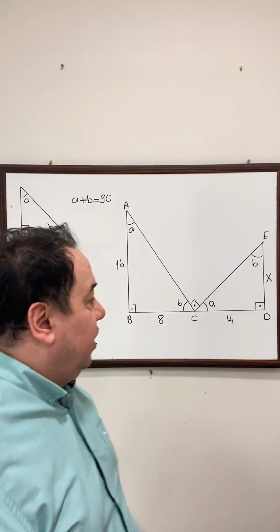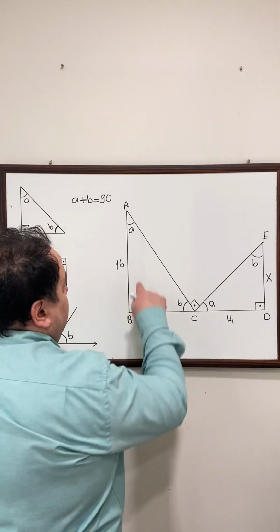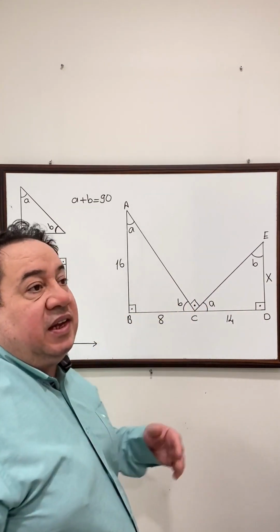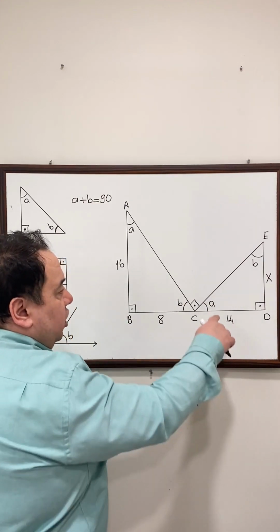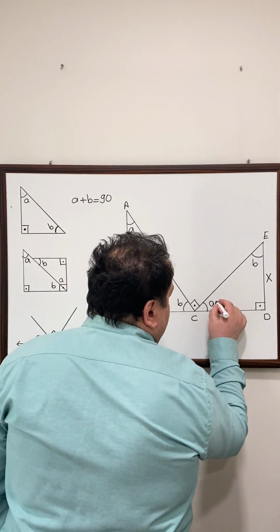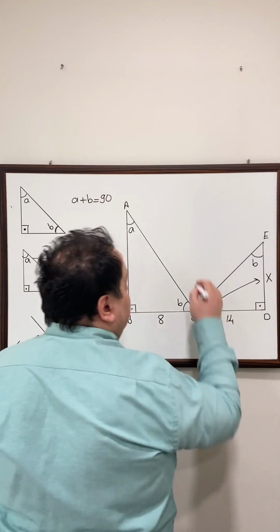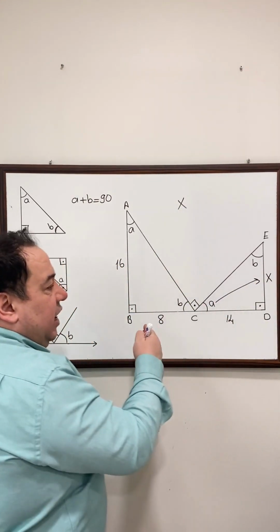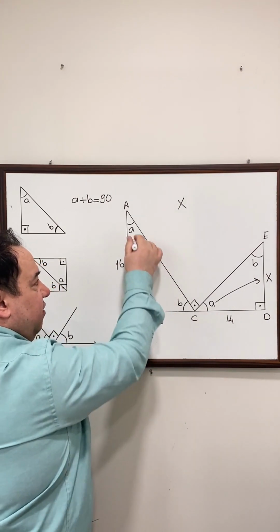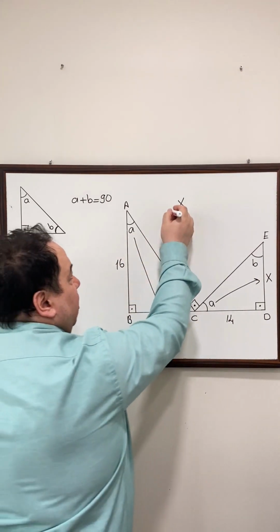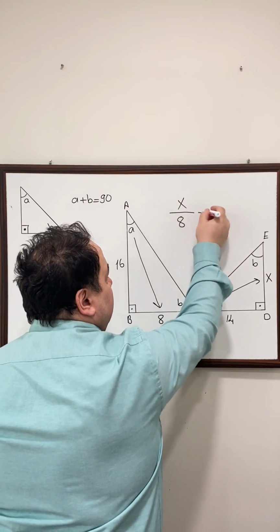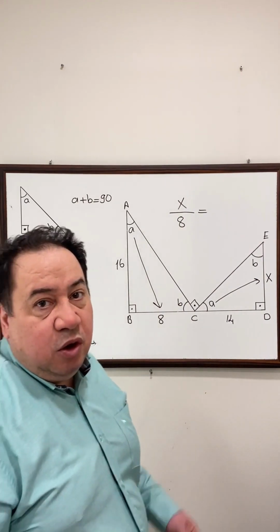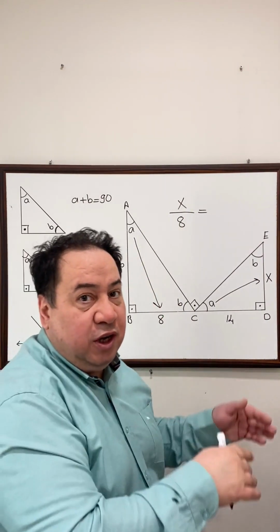Look carefully. Start from the small one or start from the big one, it doesn't matter. Let's look from the small one. What is opposite angle A? X. Now, come to this triangle. What is opposite angle A? 8. You make the ratio like this. Equals. Now, who did we start with? The small one. Then we go back to the small one again.